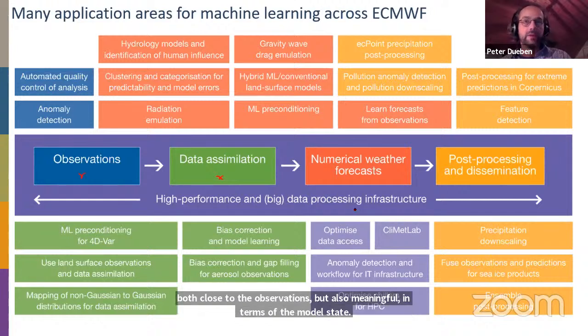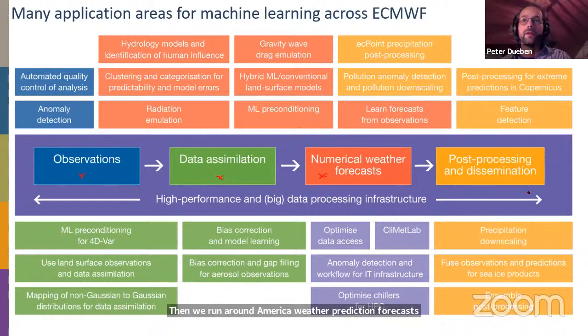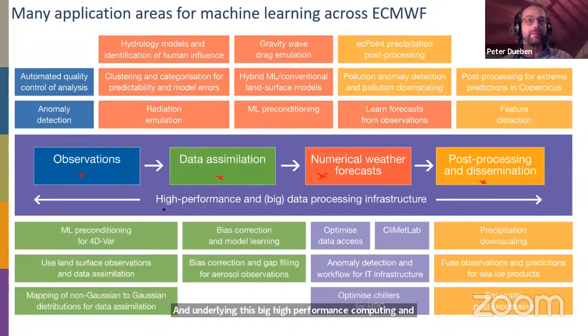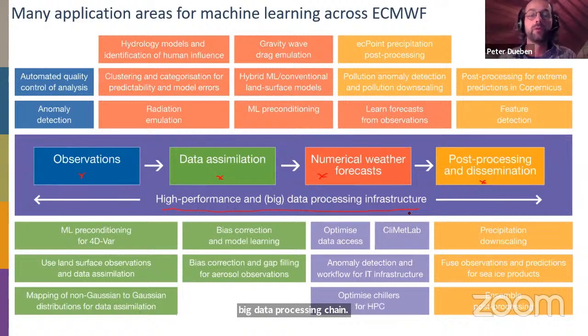Then we run our numerical weather prediction forecast into the future, and then we have post-processing and dissemination, where you basically get the model output and make useful products out of it. Underlying, there's this big high-performance computing and big data processing chain that is required for all of those different components of our workflow.